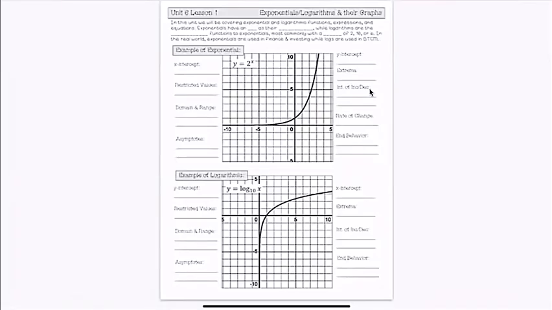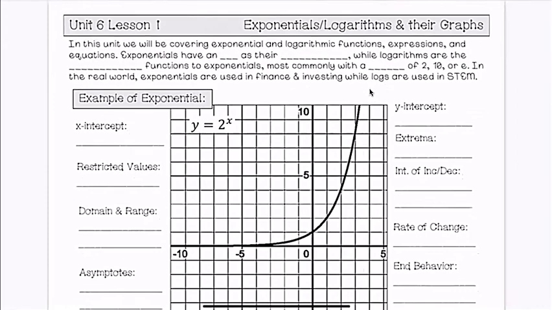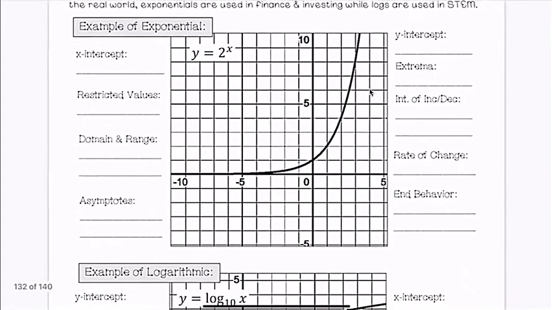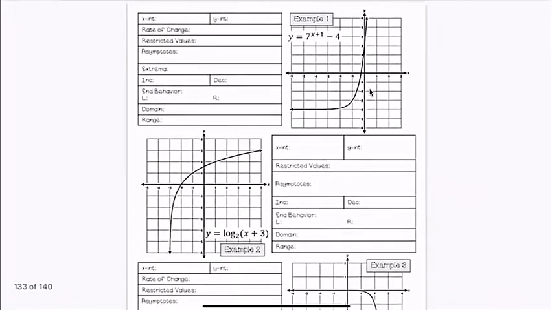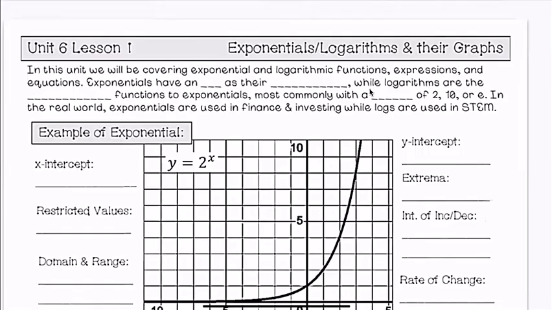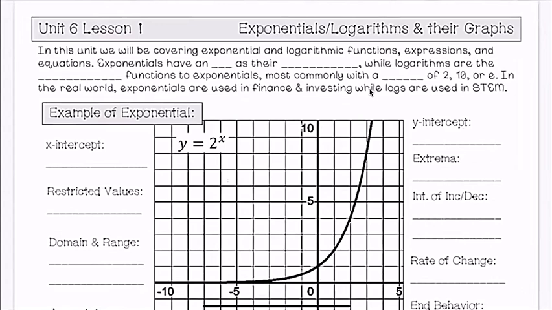Hey everybody, here is the lesson covering how to find characteristics of exponential and logarithmic graphs. At the top here we have exponential, at the bottom we have log, and then over here we have a couple of each. In this top section it says, in this unit we'll be covering exponential and logarithmic functions, expressions, and equations.